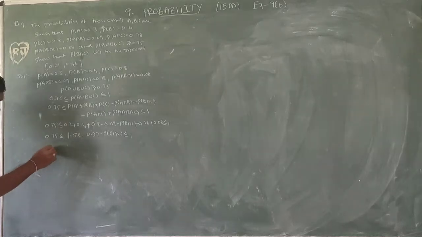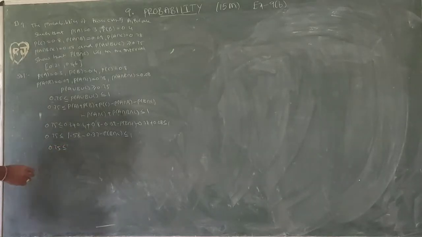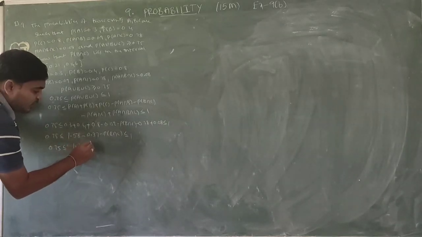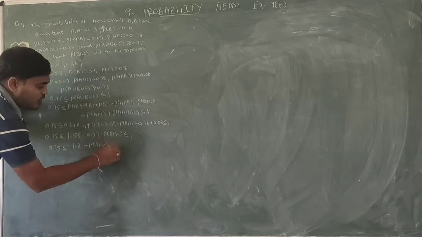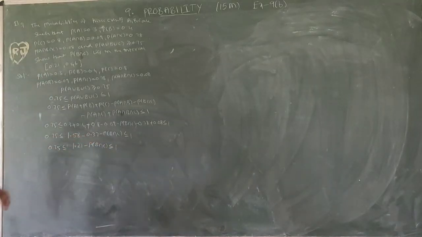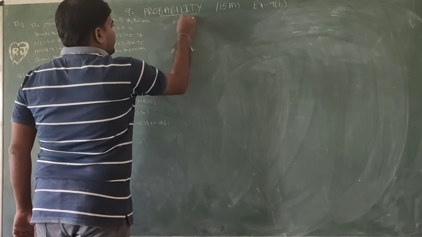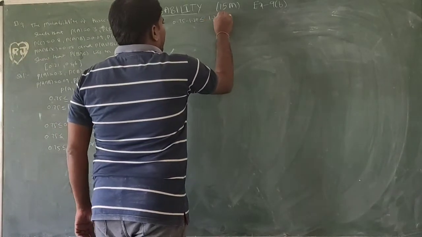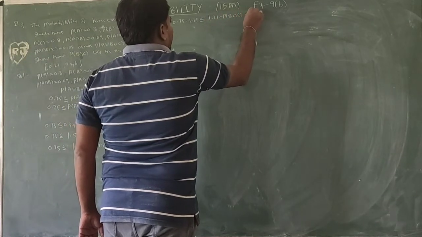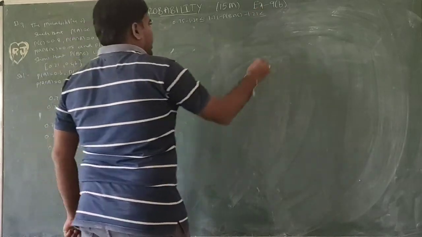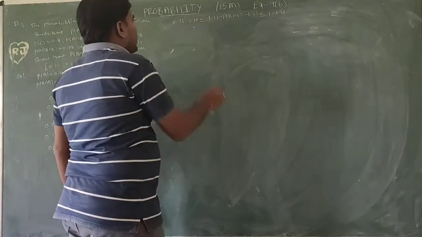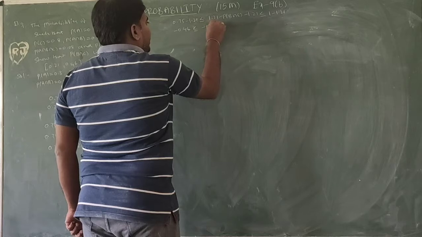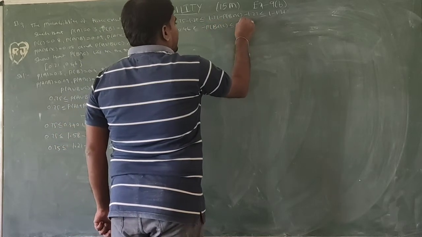So 0.75 ≤ ... If we subtract, how much do we get? 1.21 − P(B∩C) ≤ 1. I want to subtract 1.21 from all sides. 0.75 − 1.21 ≤ 1.21 − P(B∩C) − 1.21 ≤ 1 − 1.21. So if we subtract, −0.46 ≤ −P(B∩C) ≤ −0.21.